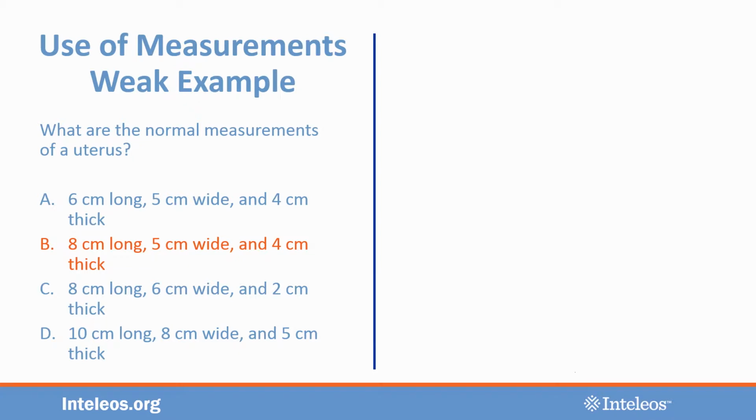To avoid excessive use of measurements and numerical values, you must be careful how you use numbers, and be sure that you are only referring to a professionally accepted absolute standard. For instance, this question asks, what are the normal measurements of a uterus? This is troubling for several reasons.